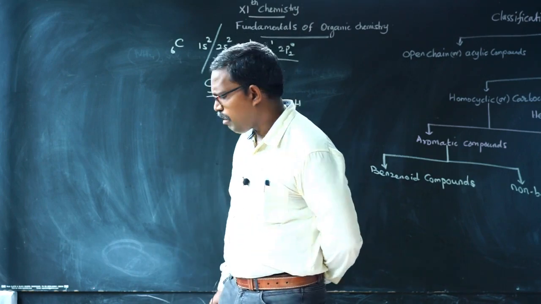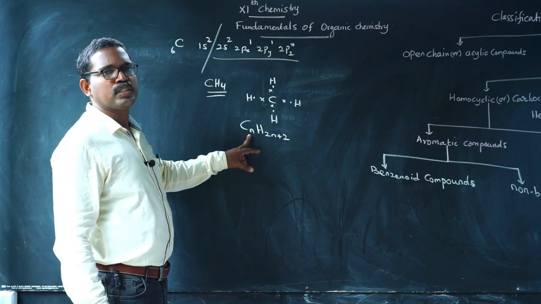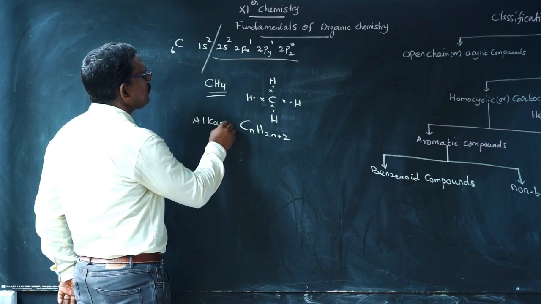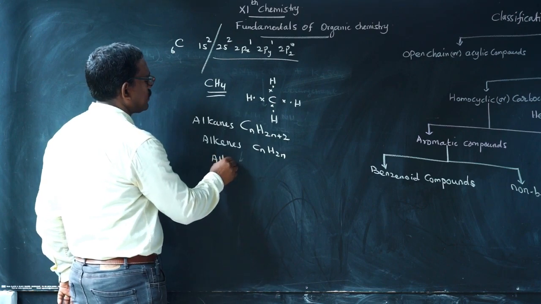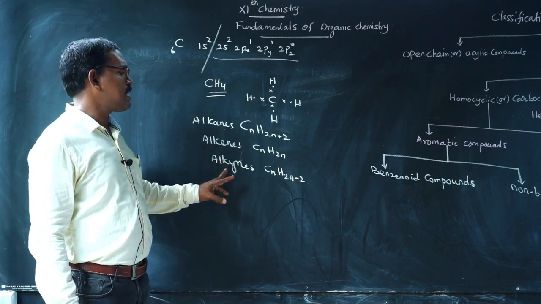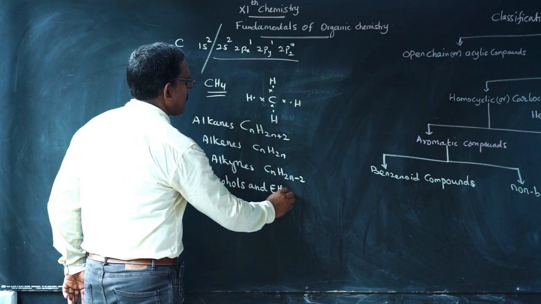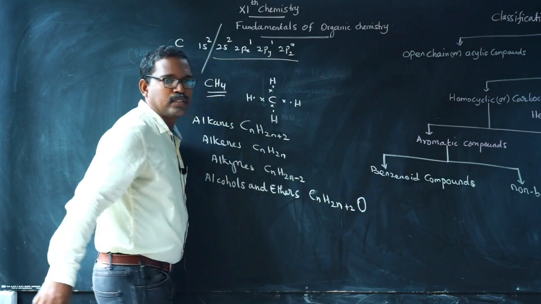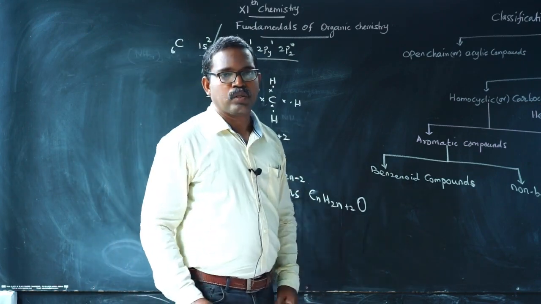For example, the alkane series. All alkanes show the general molecular formula CnH2n+2. Alkenes show CnH2n. Alkynes show CnH2n-2. Those are alkanes, alkenes and alkynes. Alcohols and ethers have the general molecular formula CnH2n+2O. So these contribute to homologous series.